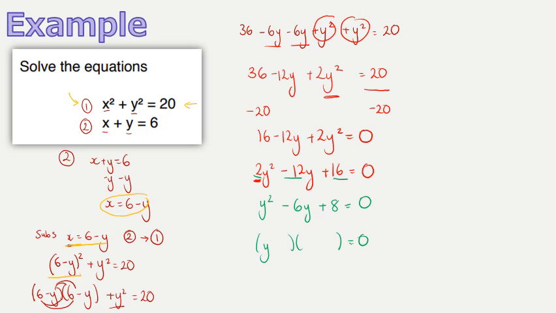I need to find two numbers that multiply together to get plus 8 and add together to get minus 6. So that's going to be 4 and 2, and it's got to make minus 6, so it's going to have to be minus 4 and minus 2. Therefore, when we take it out of the brackets, y must be 4 or y must be 2. And remember back at the start I said because we've got that quadratic here, we're looking for a pair of solutions. So I'm looking for 2 lots of y, which I've got, and I'm now going to have to find 2 lots of x.